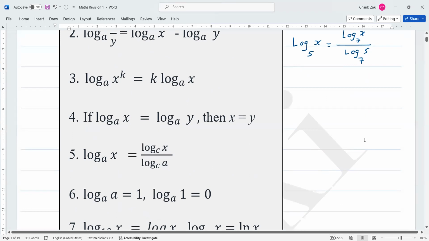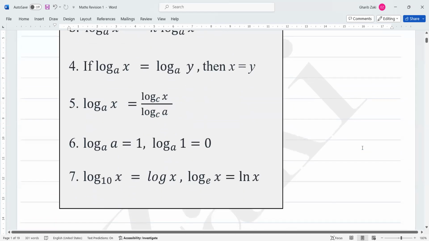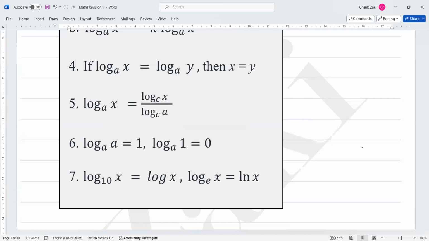Log a to the same base a equals 1 and log 1 equals 0. Log x to the base 10 equals log x. So when we see log without any base, it means log x to the base 10. Ln is log to the base e. What is e? It is approximately 2.7. Those are the important rules in logarithm. Let us start the questions.